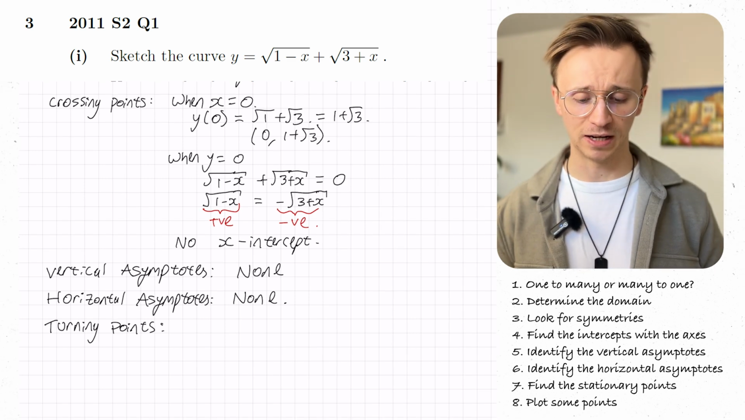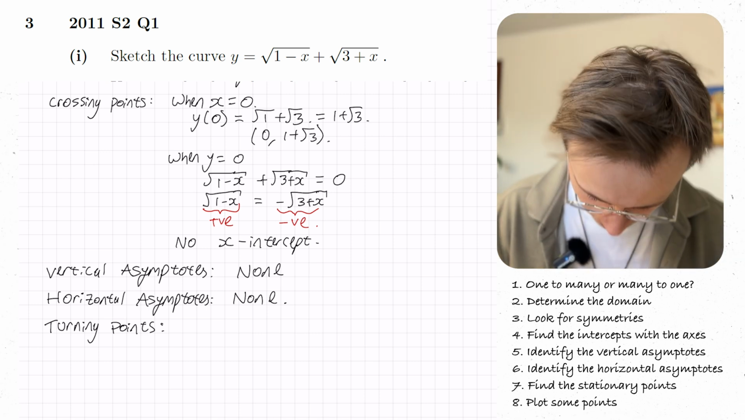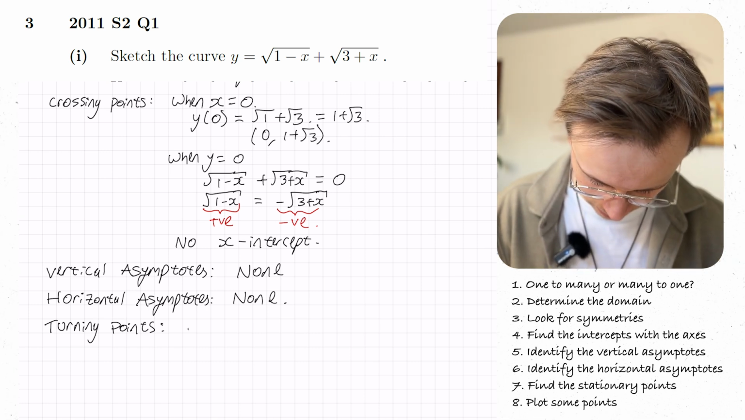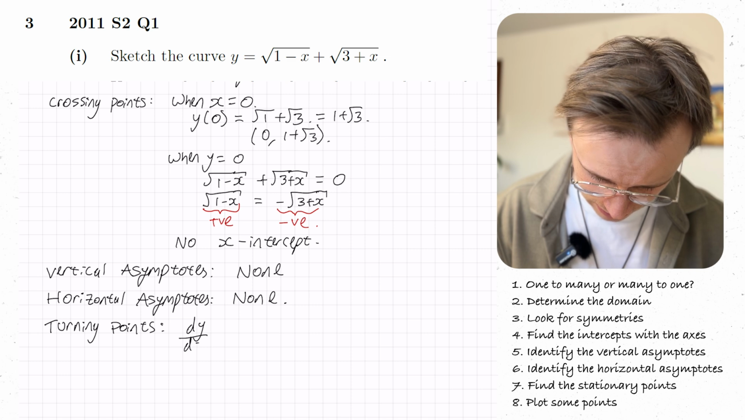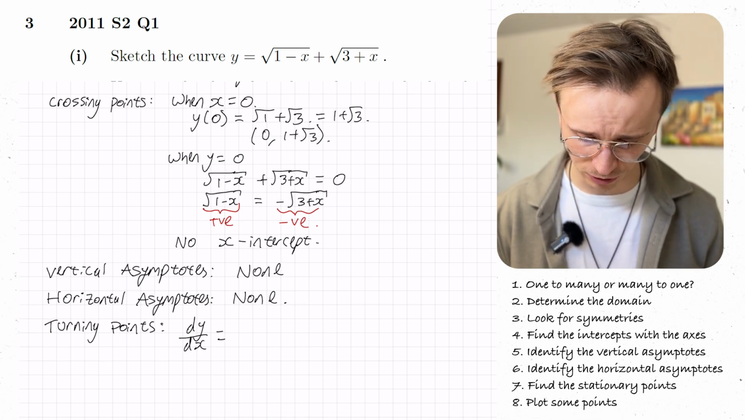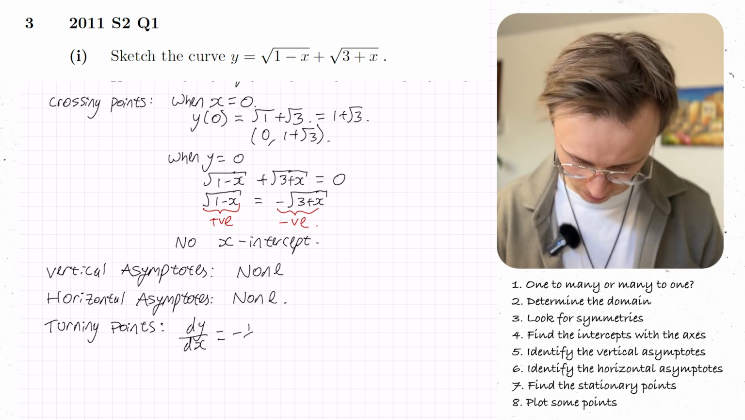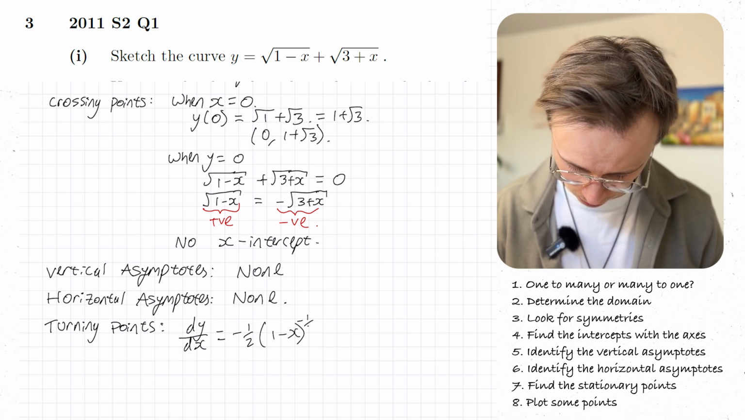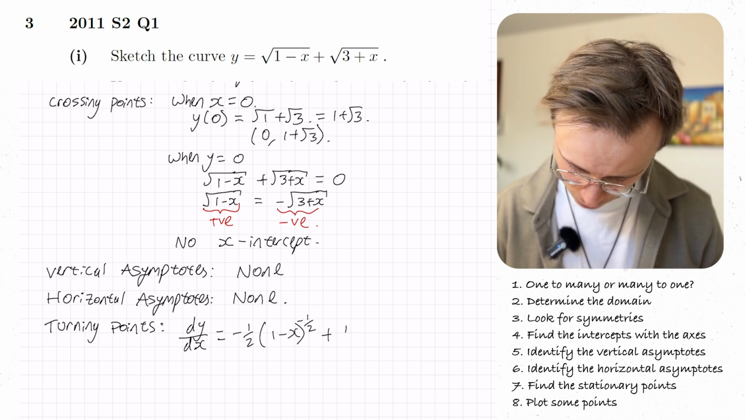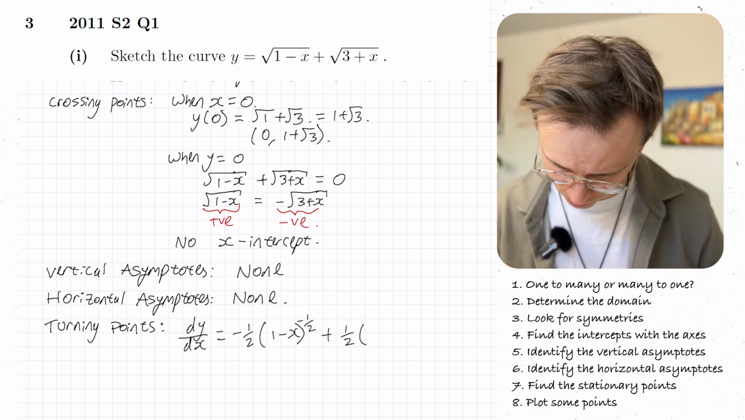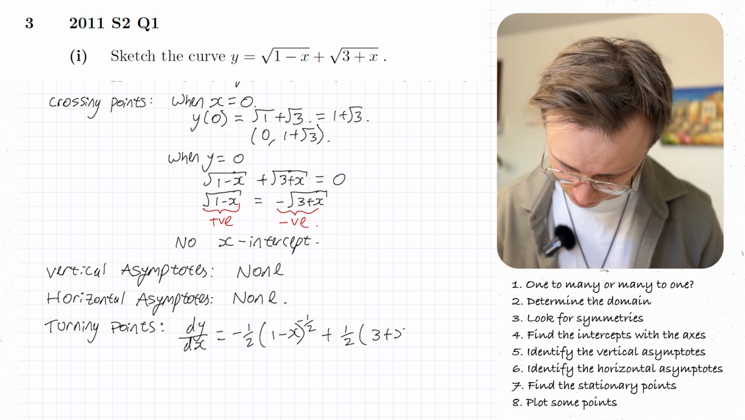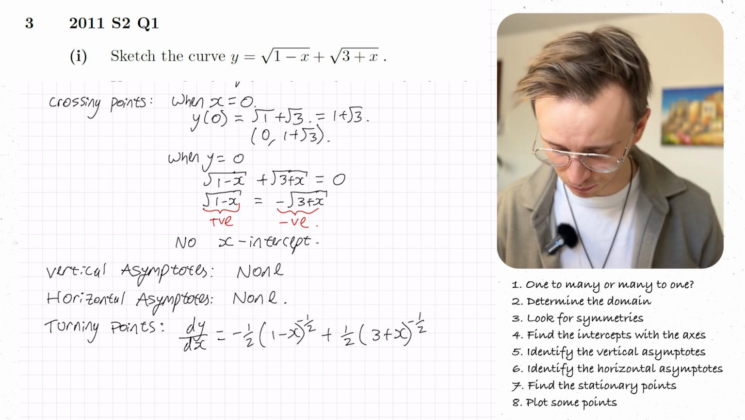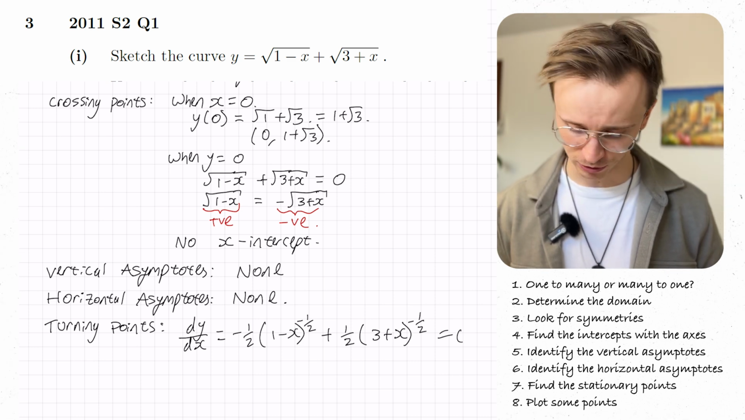Well, to have a turning point, I need to do the gradient. So I have dy/dx equal to, and you'll have to use the chain rule here, -1/2 (1 - x)^(-1/2) + 1/2 (3 + x)^(-1/2), and I then want to set that equal to 0 to find the turning points.